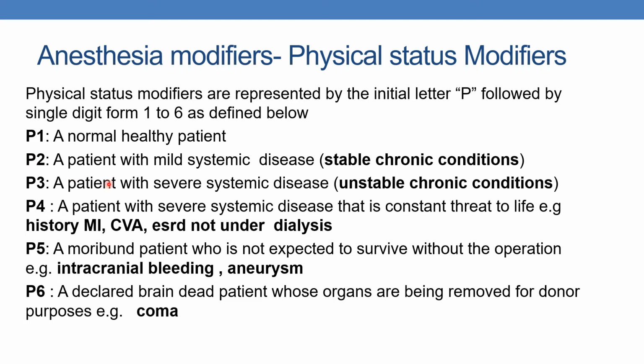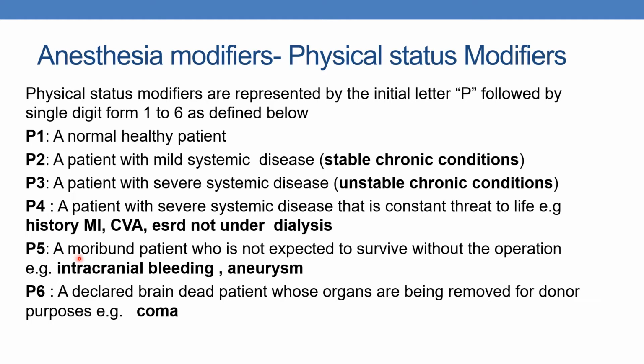P2 modifier indicates a patient with mild systemic disease. In other words, the patient has stable chronic conditions. Next, P3 modifier indicates a patient with severe systemic disease. In other words, unstable chronic conditions. P4 modifier indicates a patient with severe systemic disease that is a constant threat to life. For example, history of MI, CVA, or if the patient has end-stage renal disease and is not under dialysis. These clinical examples qualify P4 status.